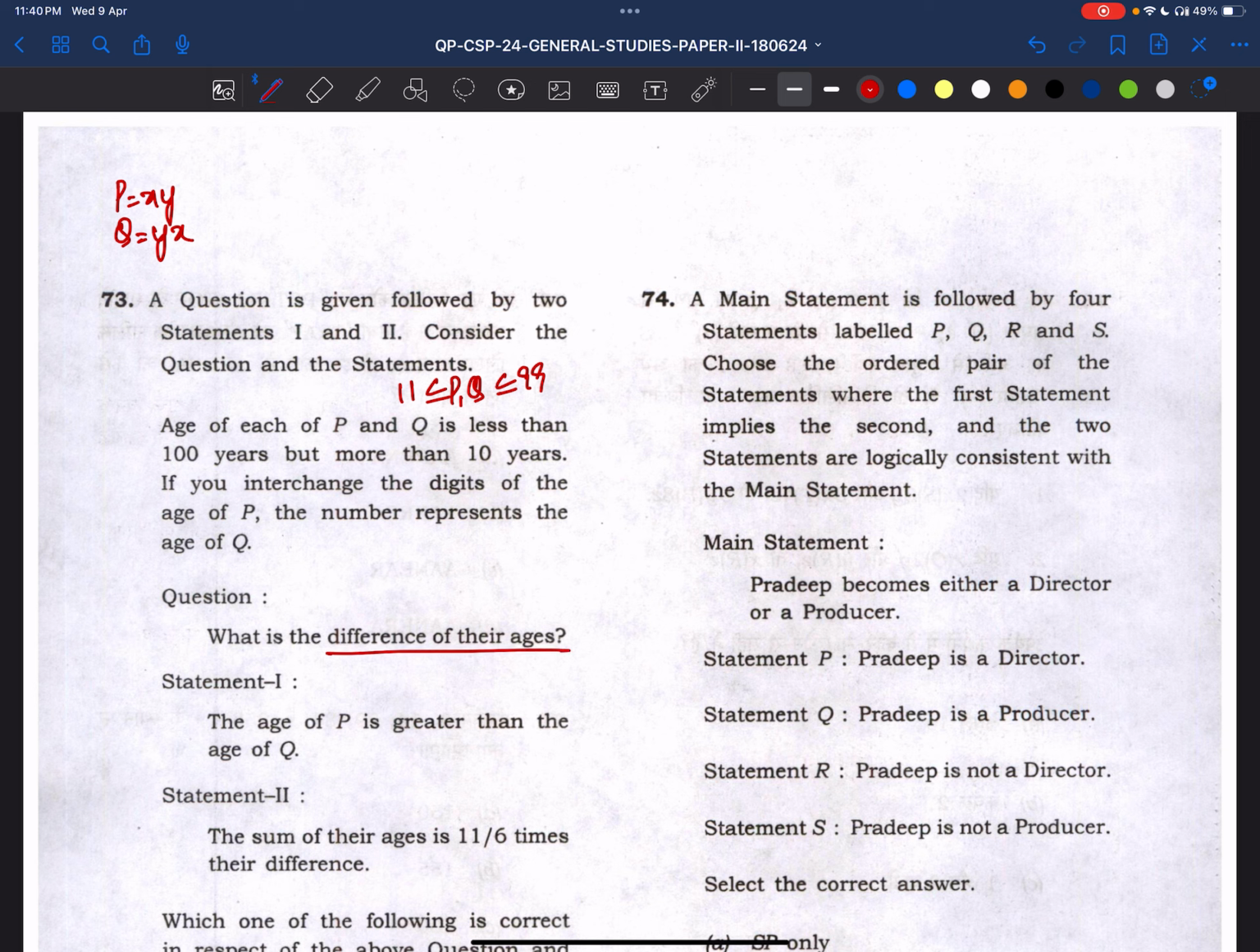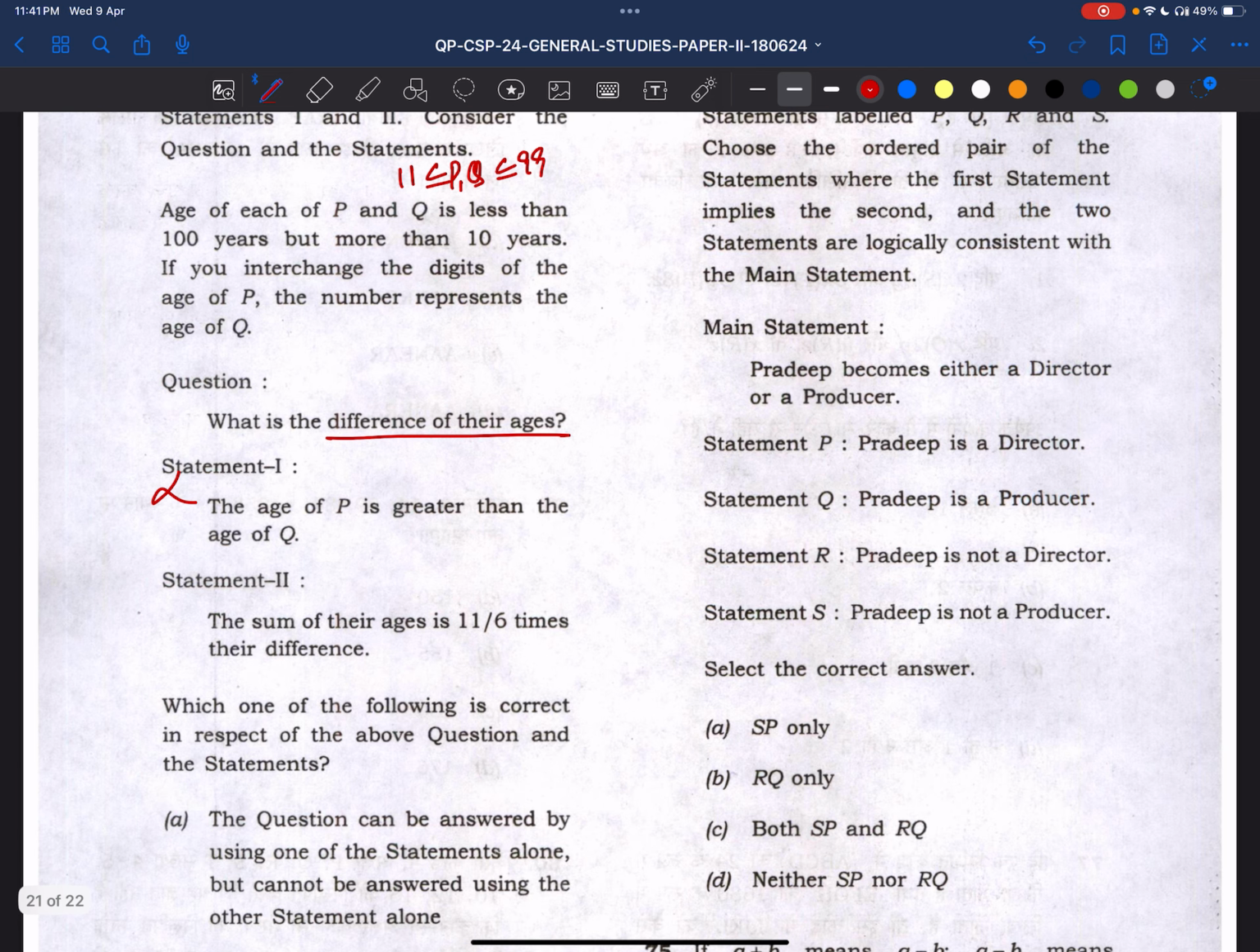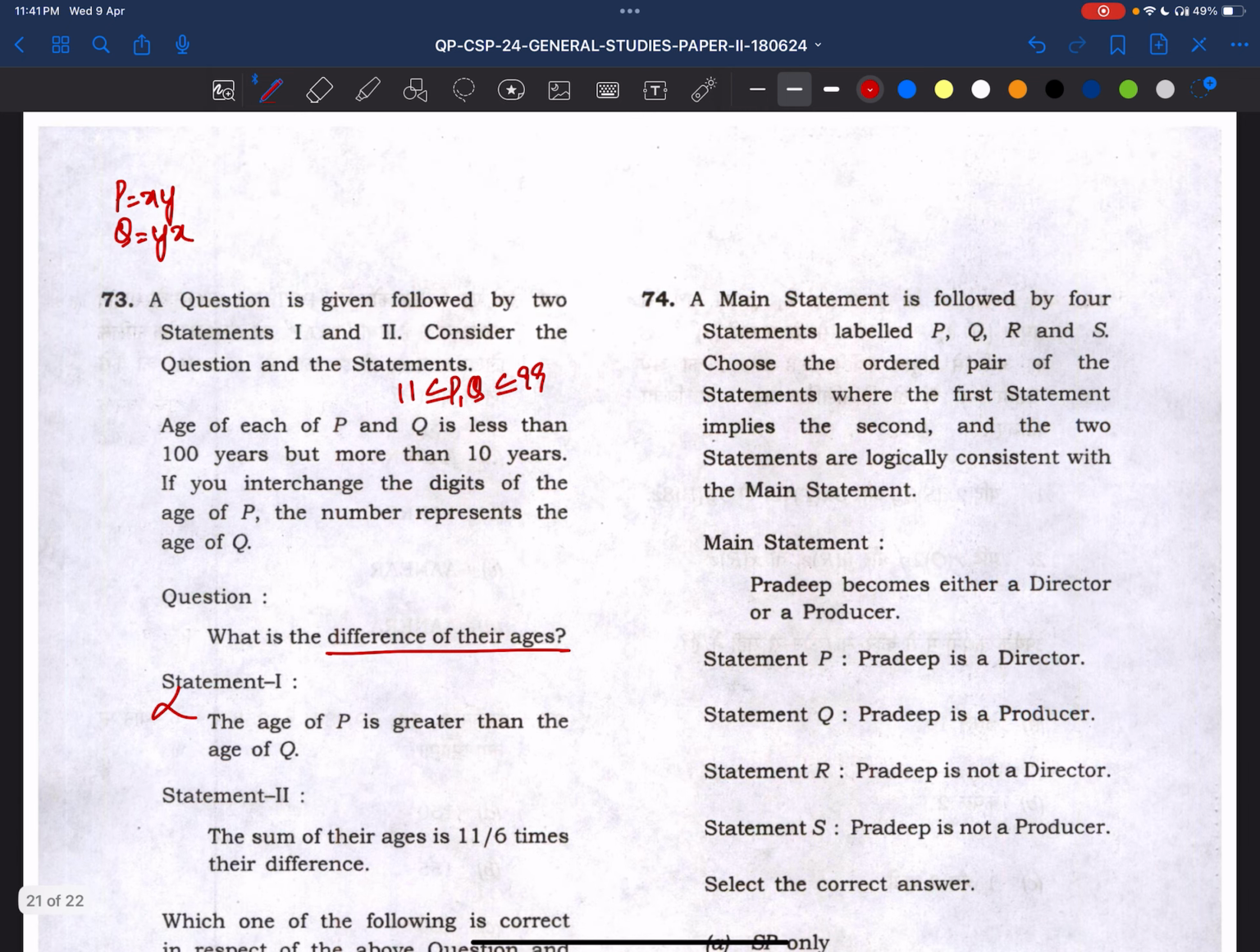Now, statement number 1. The age of P is greater than age of Q. That means XY greater than YX. By using this statement 1, we cannot determine the difference, right? No. Let's go to statement number 2. The sum of their ages is 11 by 6 times of the difference. Let's check. It's telling that XY plus YX is equal to 11 by 6 times of XY minus YX.